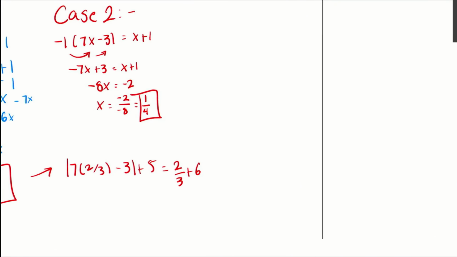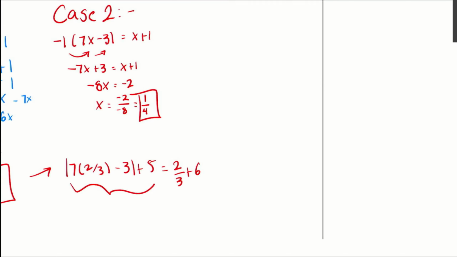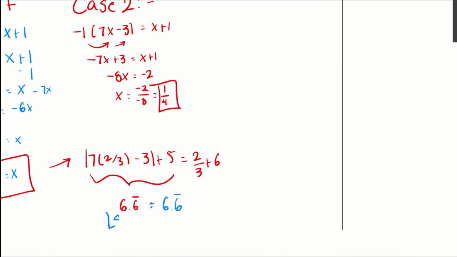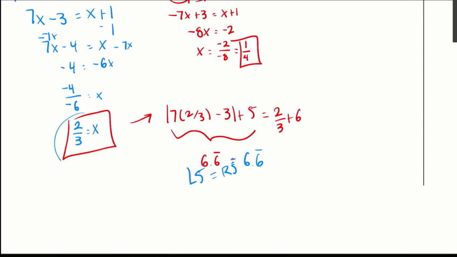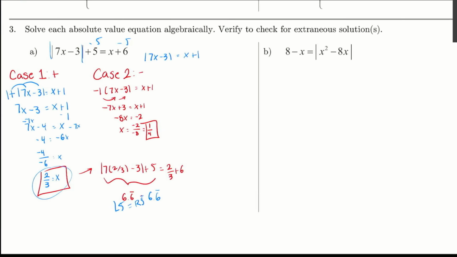If you put this side into your calculator, you're going to get approximately 6.6 repeated, and this should be equal to our right side. If we plug in the right side of our equation, this gives us approximately 6.6, which are equal. So the left side is equal to the right side, meaning this solution is not extraneous. So this is going to be correct.